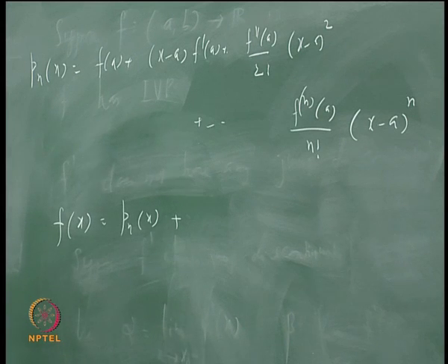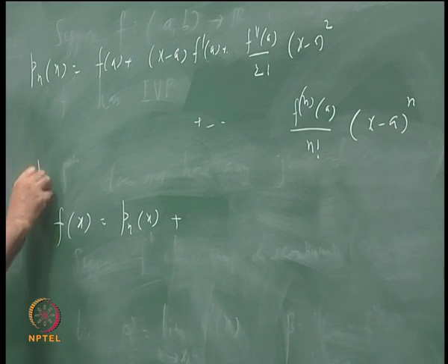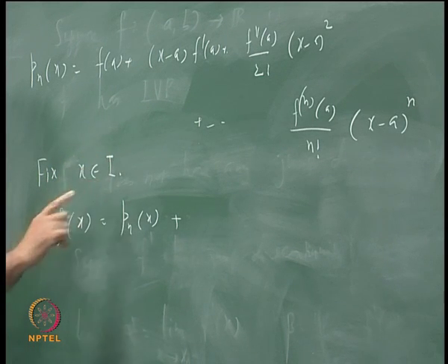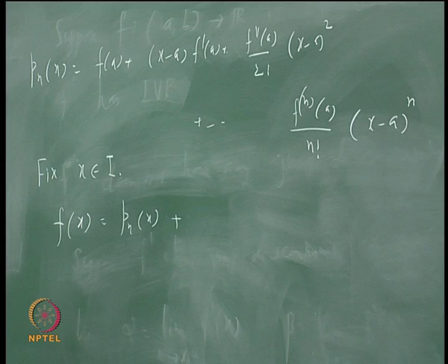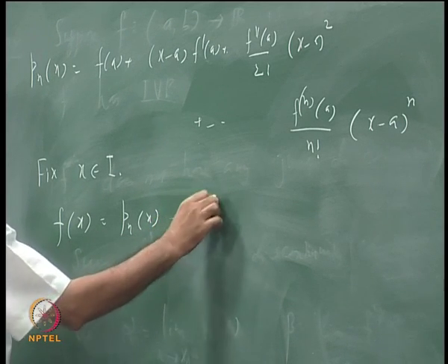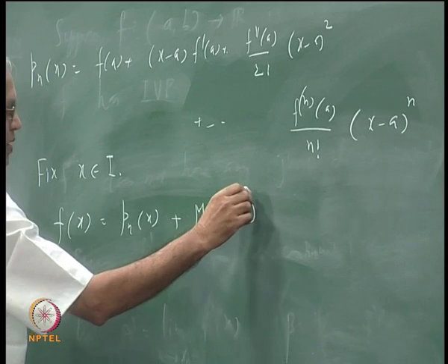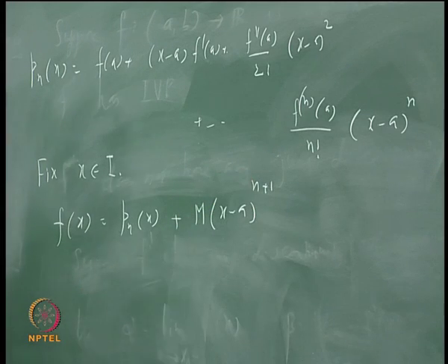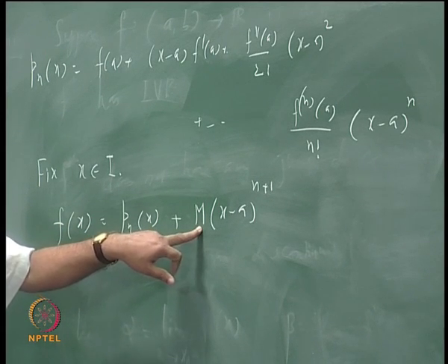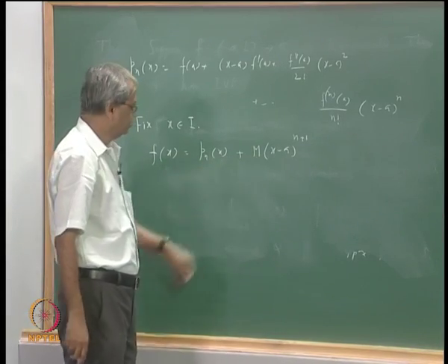So to begin with, let us just fix some x in I. What is I? I is an interval containing the given point a. Then we will choose a number such that this difference can be expressed as Pn(x) plus something like m into (x minus a) to the power n plus 1, and then we shall see how we can find the value of m.